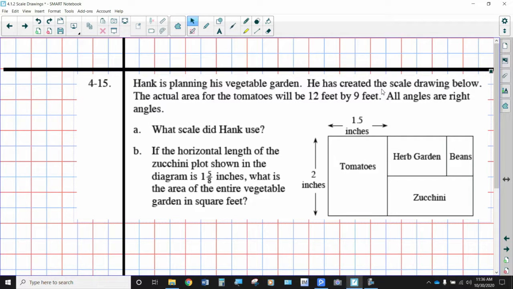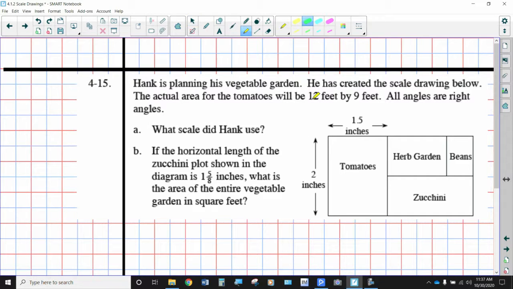He has created the scale drawing below. The actual area for the tomatoes will be 12 feet by 9 feet. All the angles are right angles, and once again, that is telling us that these are rectangles, and so the area formula will apply: base times height. So what is the scale that Hank will use?